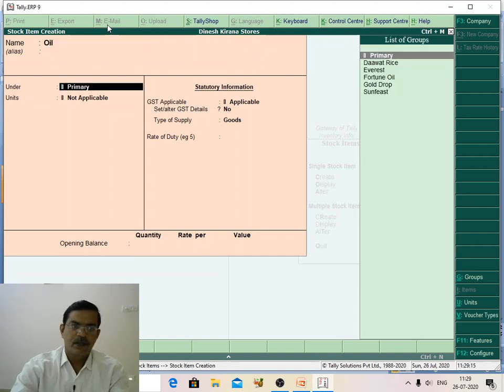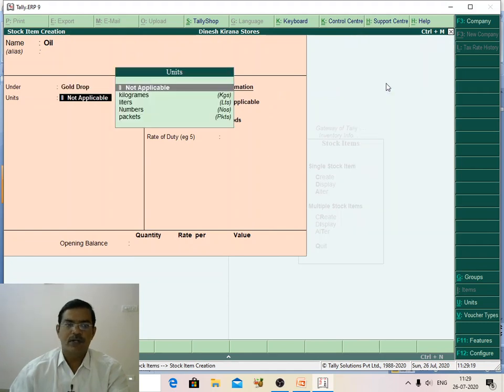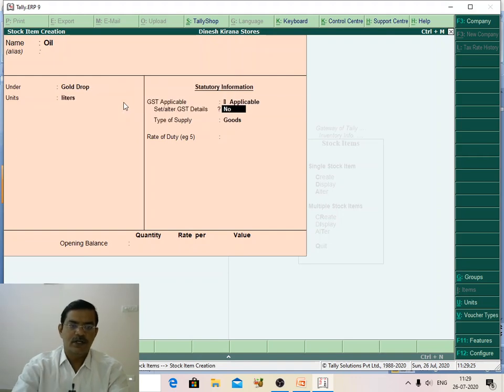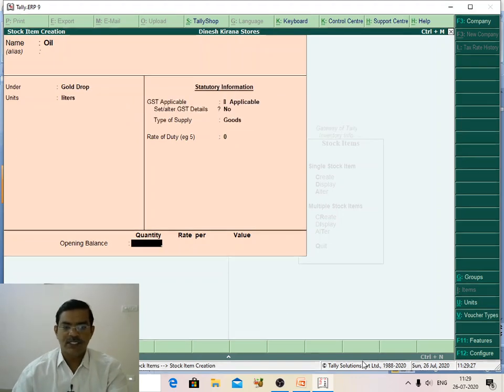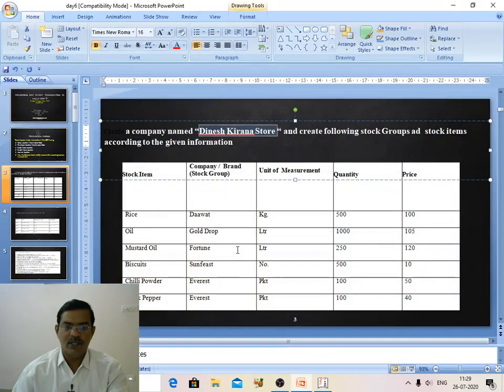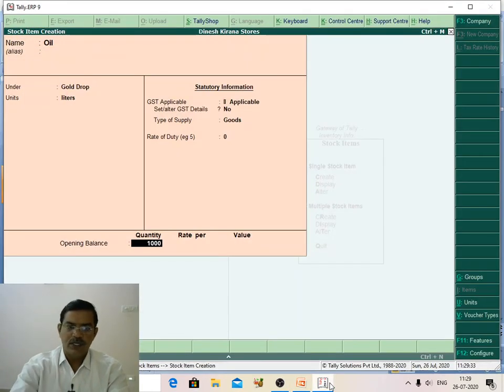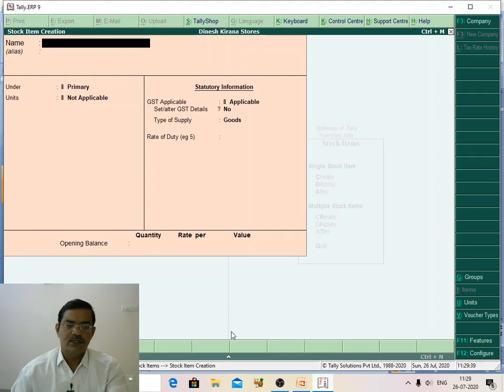The second, after rice, is oil. So oil is under which group? Gold Drop group. Oil is measured in terms of liters only. So what is the quantity available? The opening quantity is 1000 liters at 105. So the total appears like this.